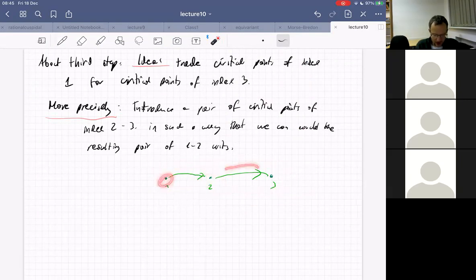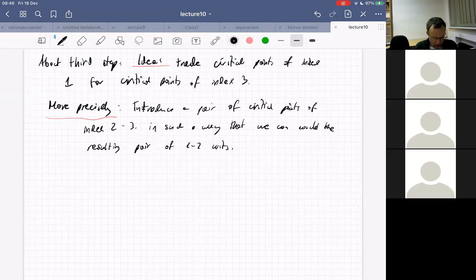So for a critical point of index 1, we will create a pair of index 2 and 3 critical points, and then we will cancel the 1, 2 critical points, so we are left with the index 3 critical point. So that's what we will do. And I don't know why this picture reminds me of plumbing calculus for surface singularities, but it's probably not that related, though the idea is similar.